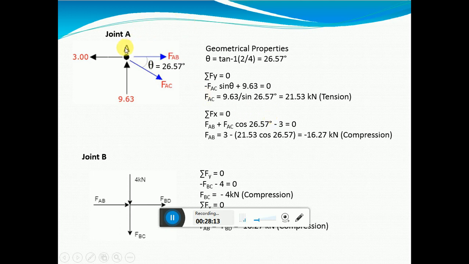Joint A, FAB, FAC. So remember our assumption: in all the members the forces are assumed to be in tension. That is why the arrow mark will be outside. Okay, you need to remember this.